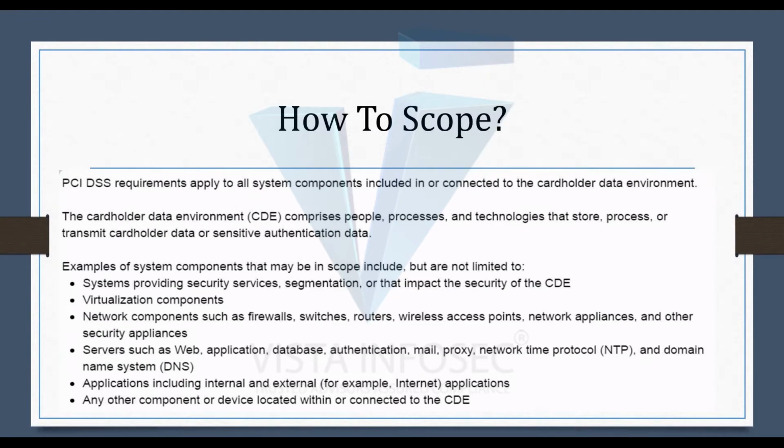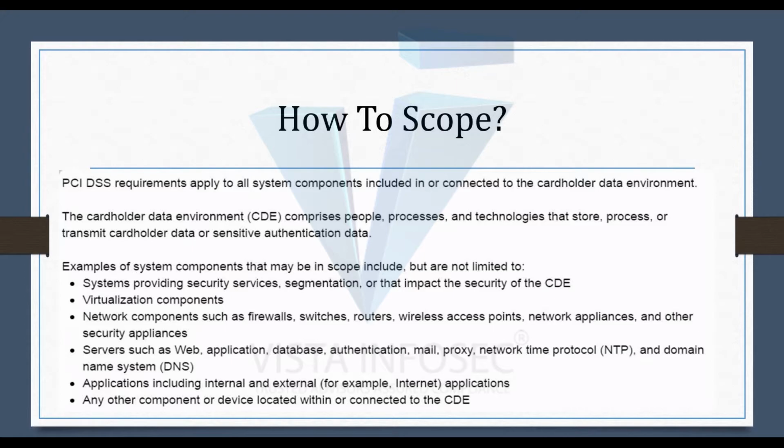As I said earlier, all systems included in or connected to the cardholder data environment are in scope. It comprises the people, process, and technology that store, process, or transmit cardholder data or sensitive authentication data. Now, sensitive authentication data is different from cardholder data. The authentication data is typically the stripe data and the CVV. Those come under sensitive authentication data, also called SAD. It makes you sad.